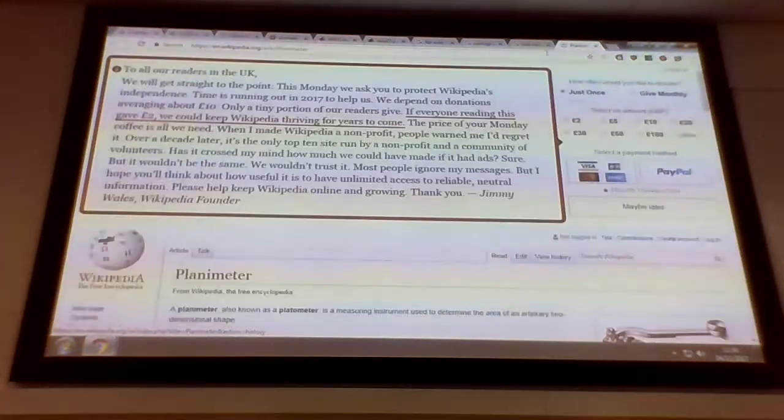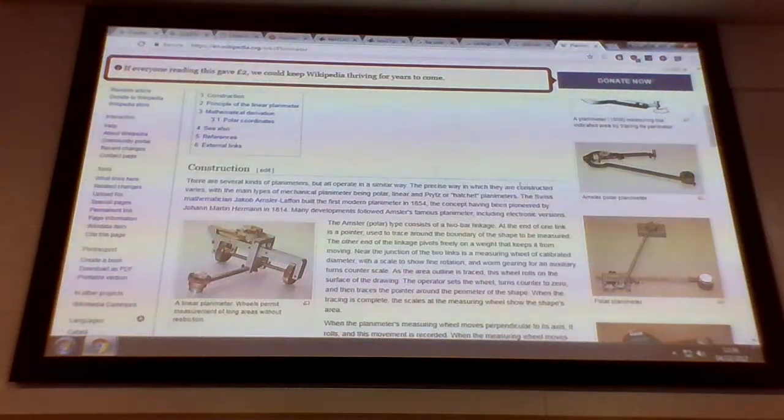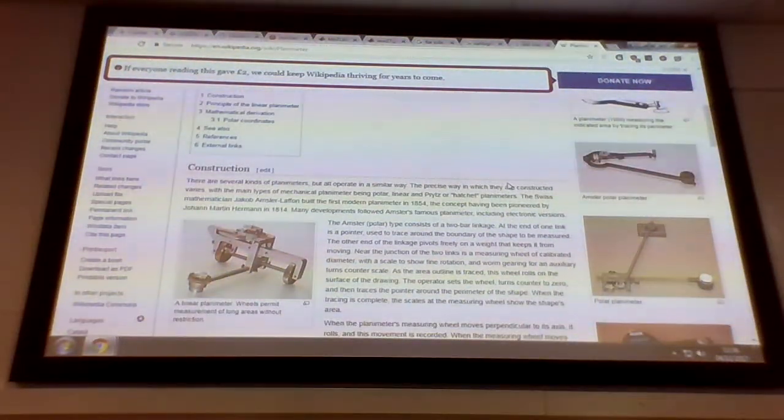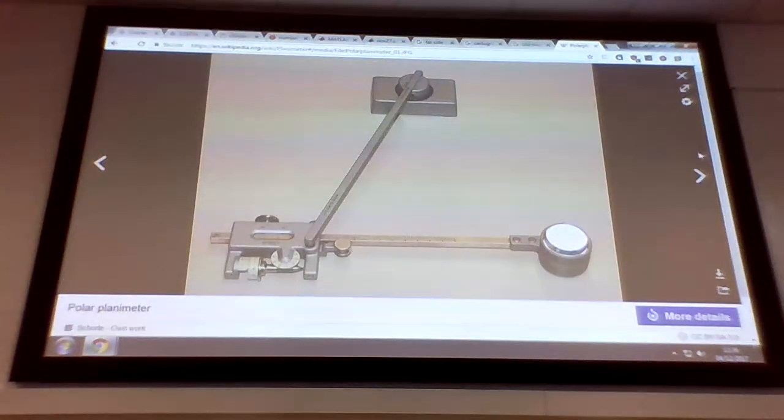Parameter, that's it. Parameter. Yeah. So it's this kind of device here. So this is actually implementing Green's theorem.